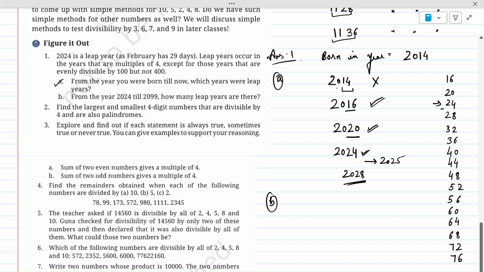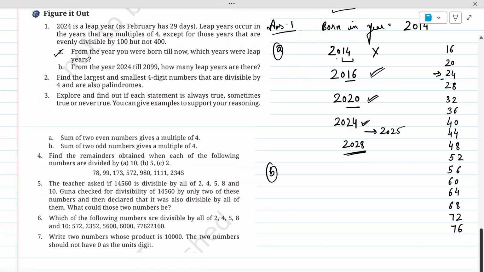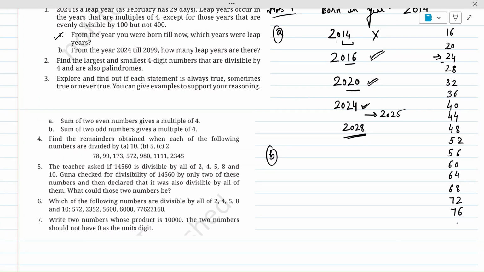72, 76, and 80, 84, 88, 92, 96. And after 96, the next one will be 2100. So these are all the multiples of 4 after 24 till 99, where we will have leap years.